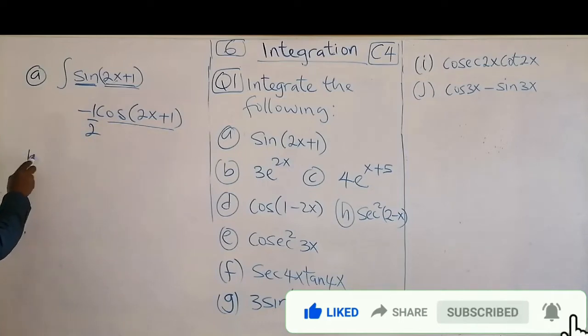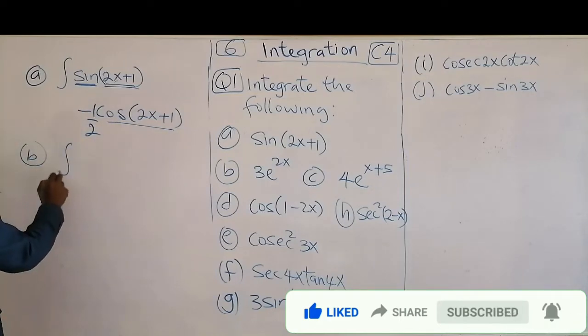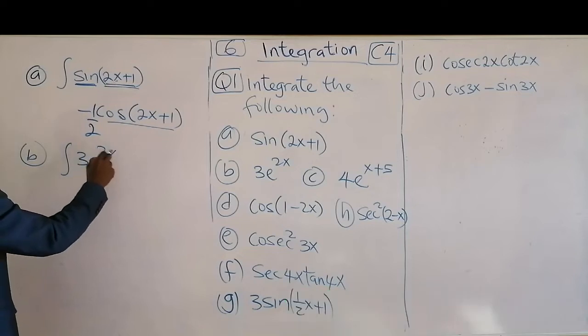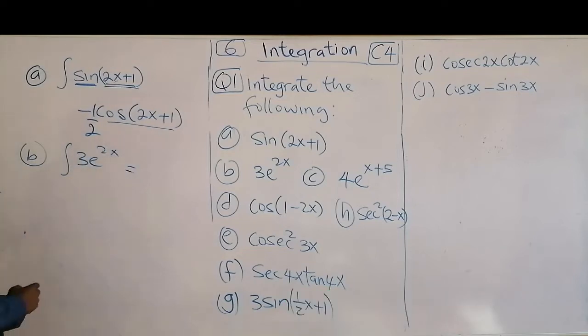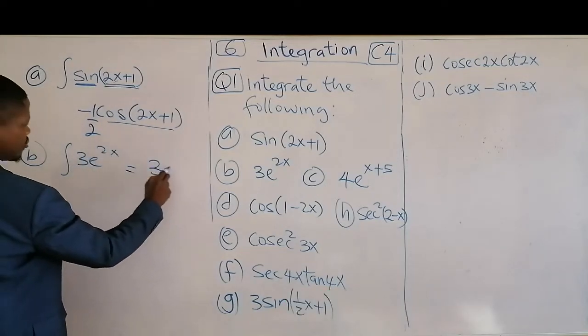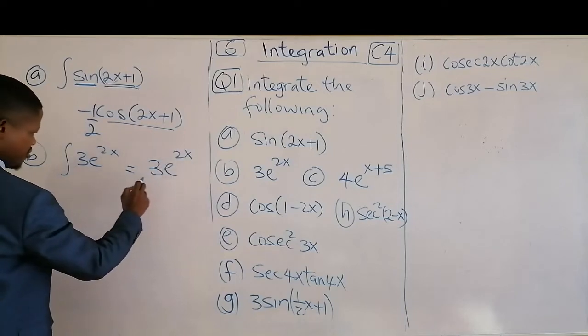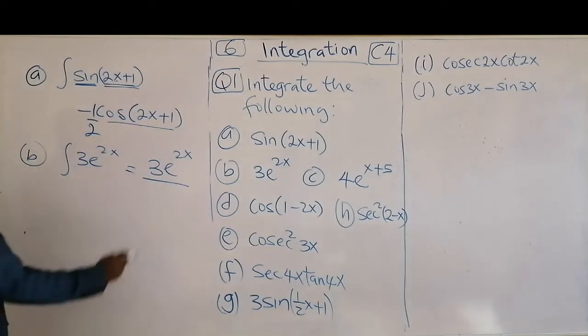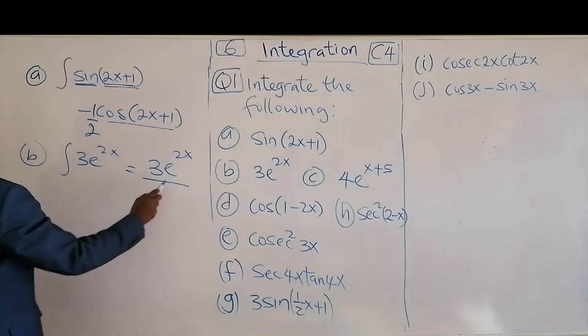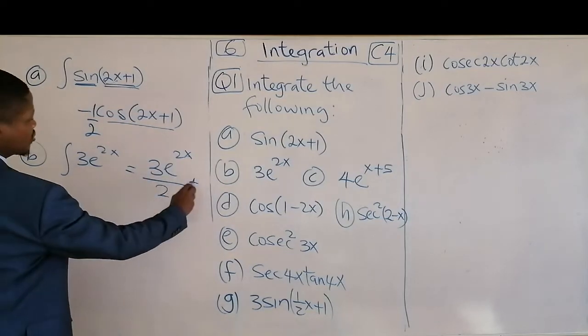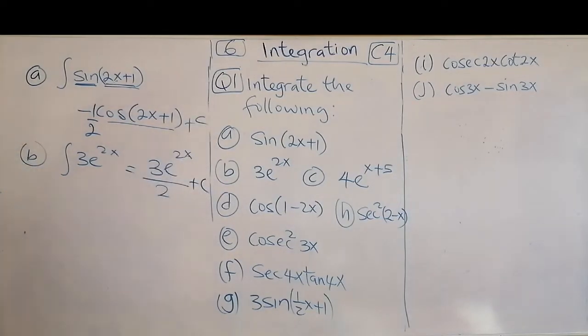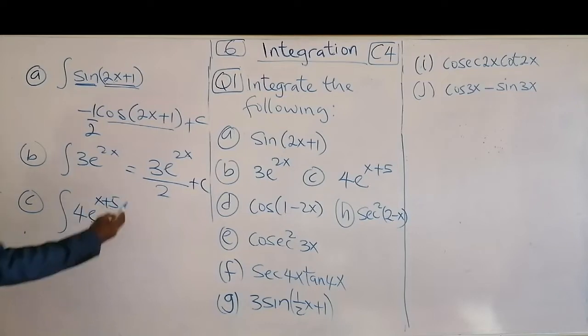Which is 2. So you divide this one by 2. The b part, the integral of this will be equal to, for exponential, you write the equation, then you divide your answer by the coefficient of your function over 2, and then plus c, plus c.